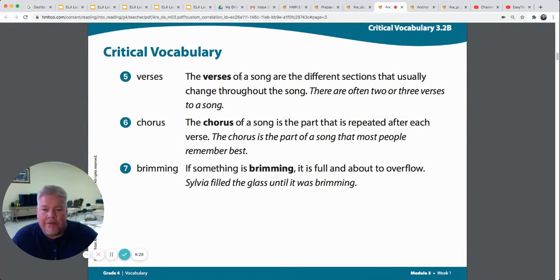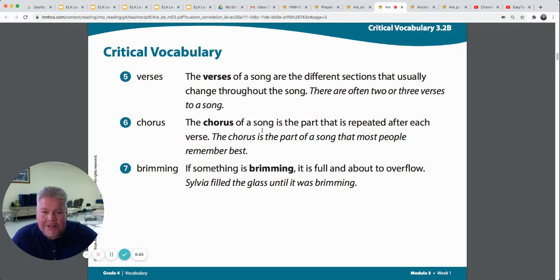Verses. The verses of a song are the different sections that usually change throughout the song. There are often 2 or 3 verses to a song. So think of your favorite song. It probably has some verses, doesn't it? The lyrics, and then it probably has this word, a chorus.